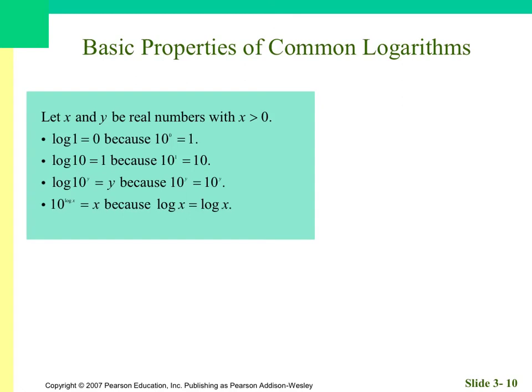Basic properties. Log of 1 is equal to 0, because if you write it this way, you get 10 to the 0 equals 1. Log base 10 of 10 equals 1. Log base 10 of 10 to the y equals y. And for the same reason as before, 10 to the log of x is equal to x, just like when we went over the other one.